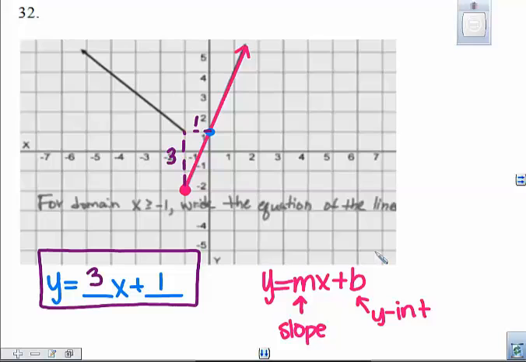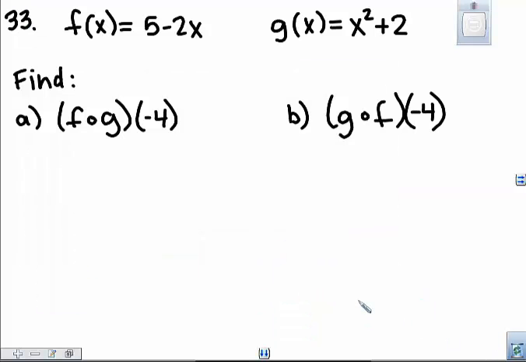All right. 33 is an f of x and g of x are given. They want you to find these composite functions. Remember, composite, you rewrite these with the parentheses. So that's f of g of -4. So -4 isn't going into both of these like the combination functions. It's only going into the g, and we'll get an answer, and that number is going to be plugged into the f function.